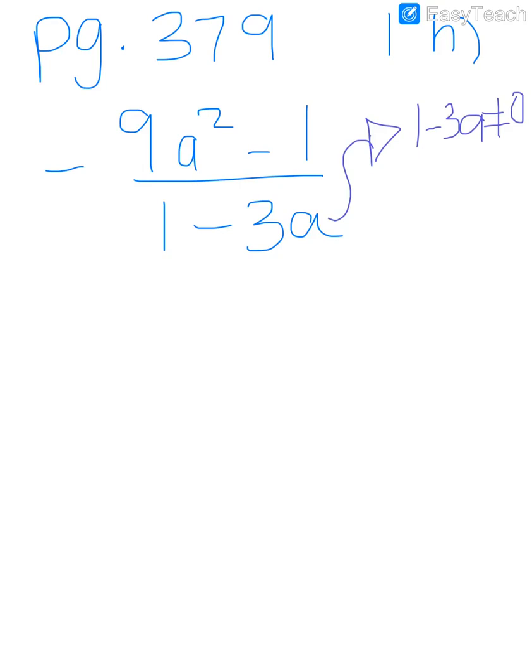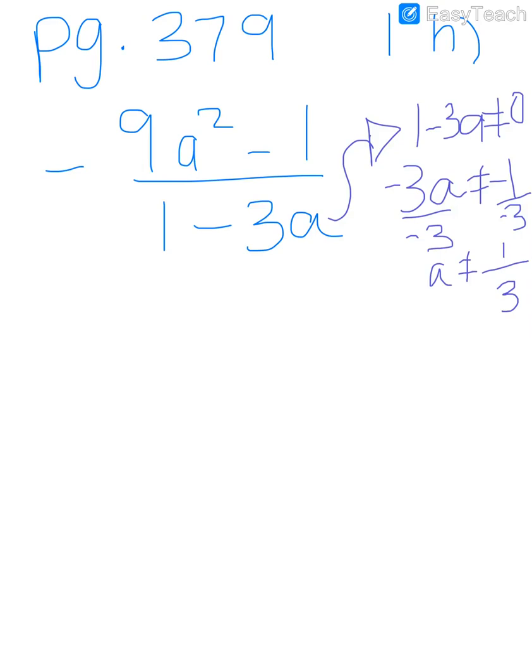So I'm going to subtract 1 from both sides to get negative 3a cannot be equal to negative 1. Divide both sides by negative 3. And my restriction is a cannot be equal to 1/3. So if I plugged 1/3 in the denominator, that would make the denominator 0. Okay, now what we need to do is we need to simplify.